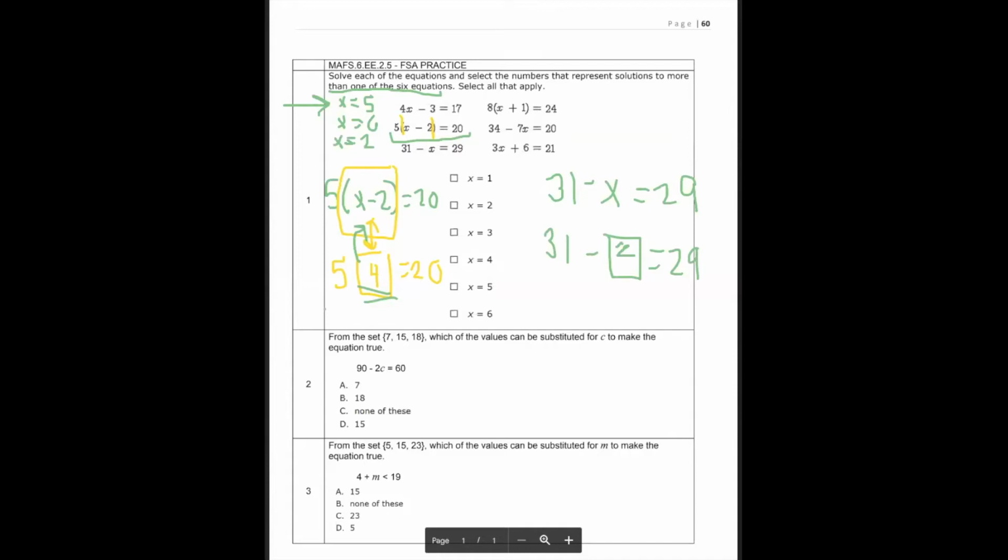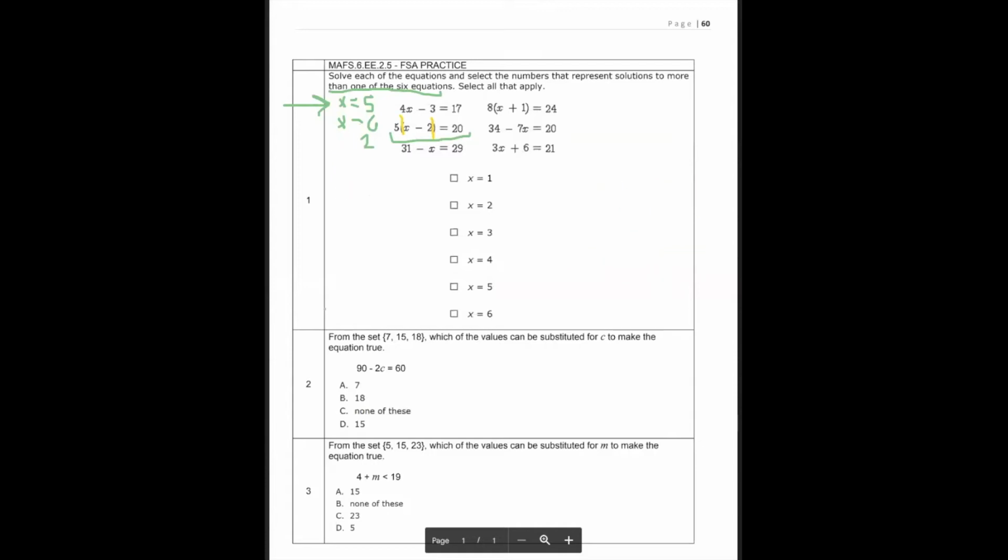And for this one, I'm not going to tell you guys the steps. I want you guys to tell me the steps. So let me just rewrite things that I erased. For the 8 times (x plus 1). Okay, so what would I put in the box?